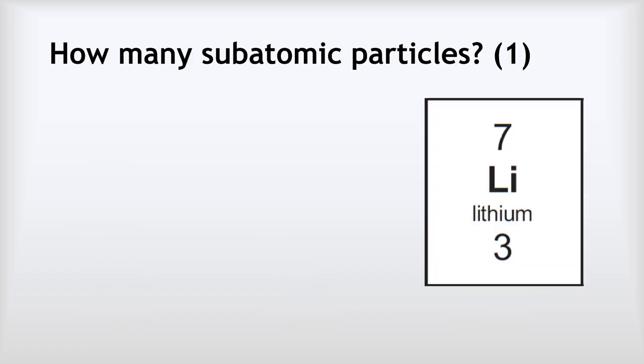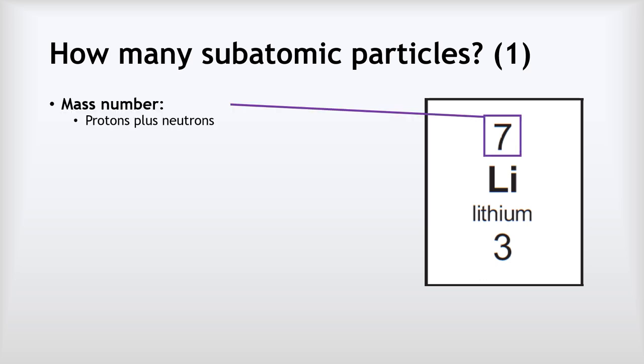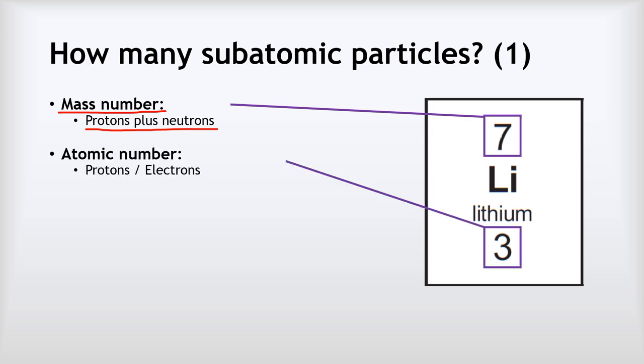So how do we know how many subatomic particles an atom contains? Well, what we have to do is look at the periodic table, and we look at the individual box on the periodic table. And on that, we will see there are two numbers. The top number is called the mass number. The mass number tells us the number of protons added to the number of neutrons. Then we've got the number at the bottom, which is the atomic number. This tells us the number of protons. It also tells us the number of electrons.